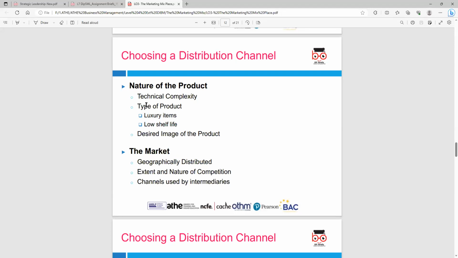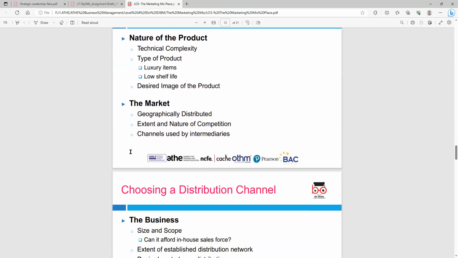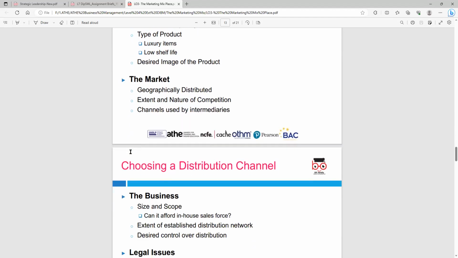Okay, so the nature of the product is very important, in the sense that it depends on the type of product you are selling. If it's expensive, a very heavy item, or a very specialist item, you may or may not employ agents, depending on the nature of your product. Okay. And the second factor is the market, for example, geographical distribution, the extent and nature of competition, and the channels used by your intermediaries. Is it a near or far market, a local market or a national market? Yes, correct.